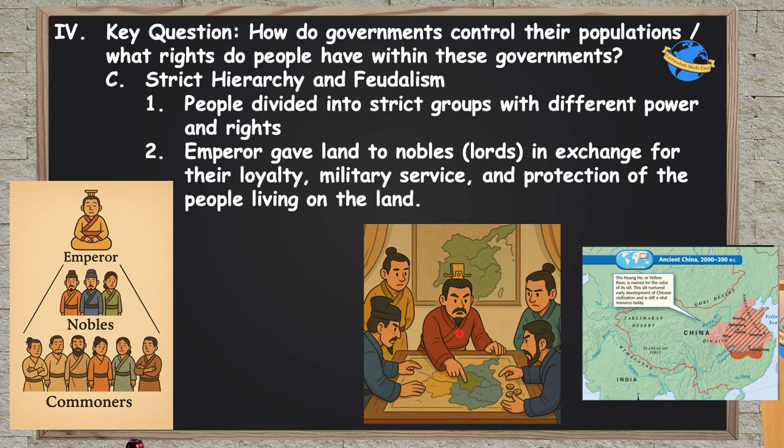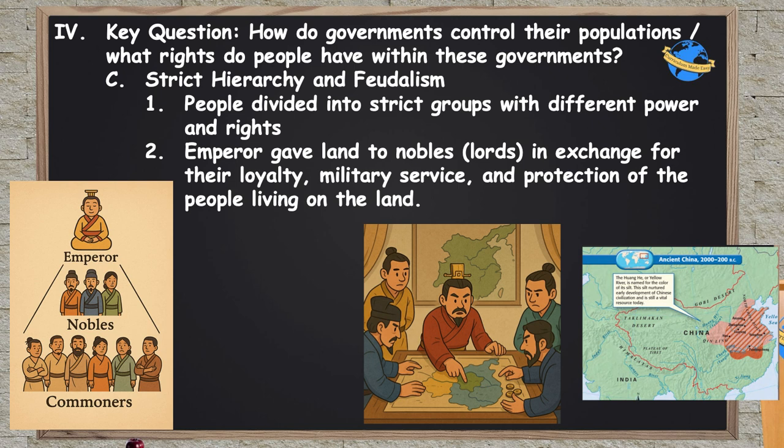So what happened is the emperor got together with the nobles and they divided up all of the land into these different little territories. Each noble was allowed to act as kind of a mini king within those territories in exchange for their loyalty, military service, and the protection of the people living on the land. So you have these individual families living on these different lands, with the fathers being the head of each household. Those households combined add up into a single territory that's controlled by one of the nobles, and those nobles' territories combine to create the entire Chinese empire of the Zhou dynasty as well.